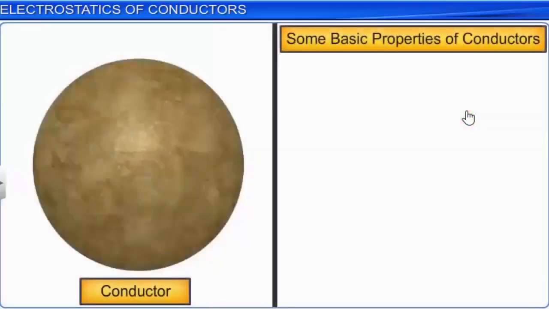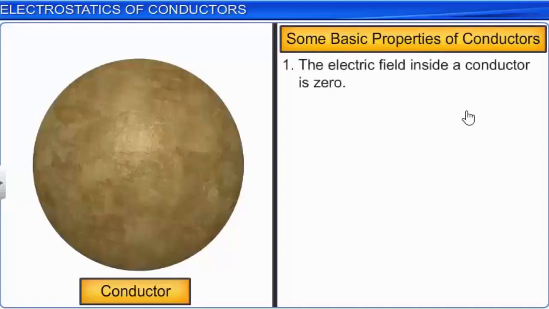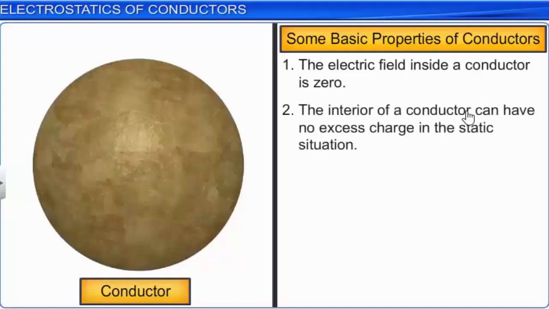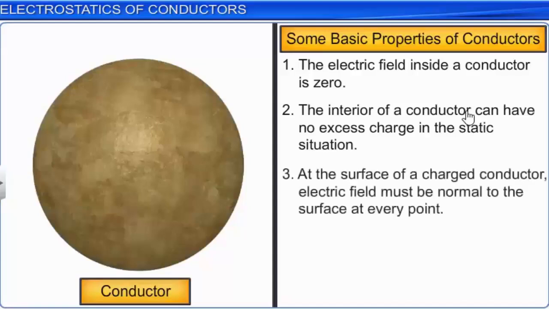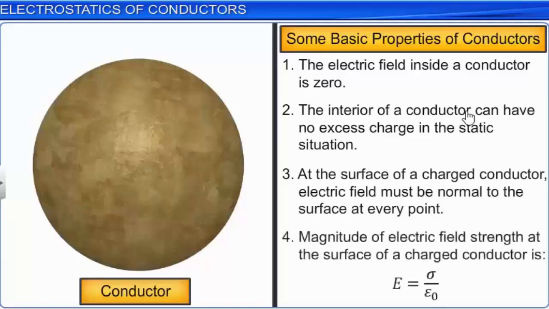Some basic properties of conductors that are in electrostatic equilibrium are: The electric field inside a conductor is zero. The interior of a conductor can have no excess charge in the static situation. At the surface of a charged conductor, the electric field is normal to the surface at every point. The magnitude of the electric field strength at the surface of a charged conductor is E equal to sigma by epsilon naught.